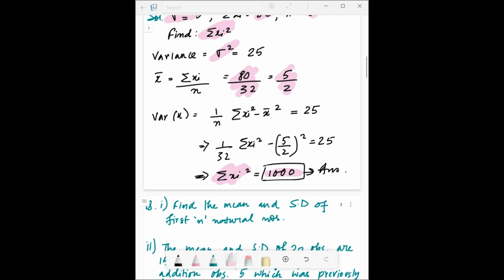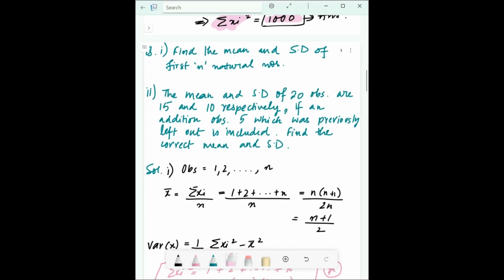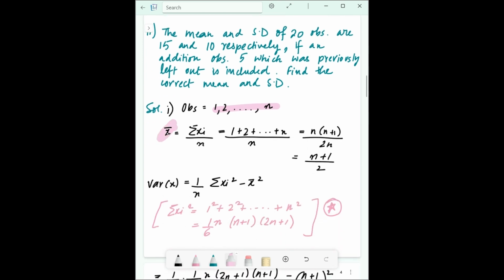See, it was very straightforward with our formula, right? No messy differences needed. Now, let's tackle a two-part question. First, a classic derivation. Find the mean and SD of the first n natural numbers. Our data set is simple: 1, 2, and 3 and it goes on till n. Find the mean first, okay?